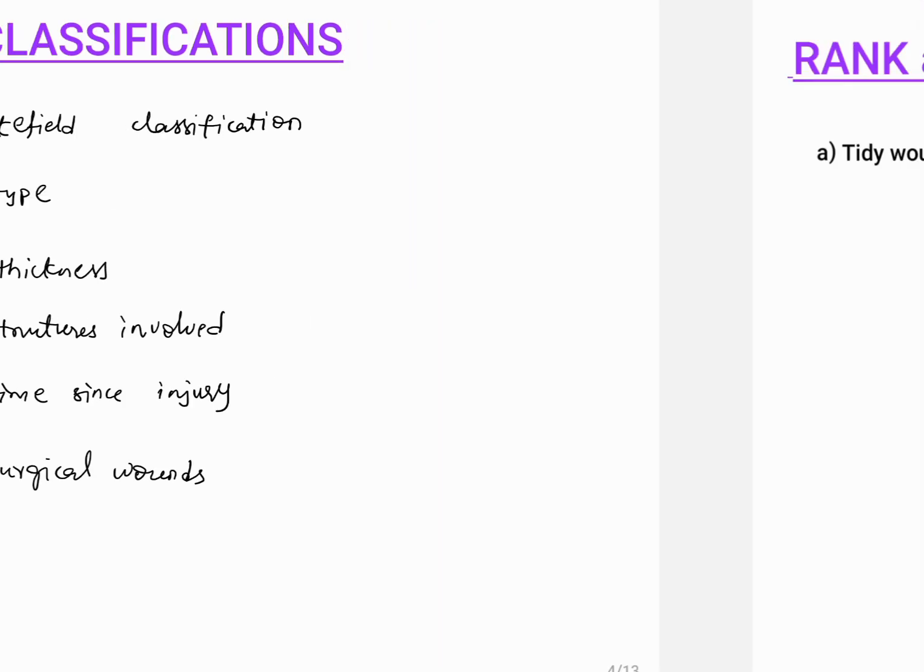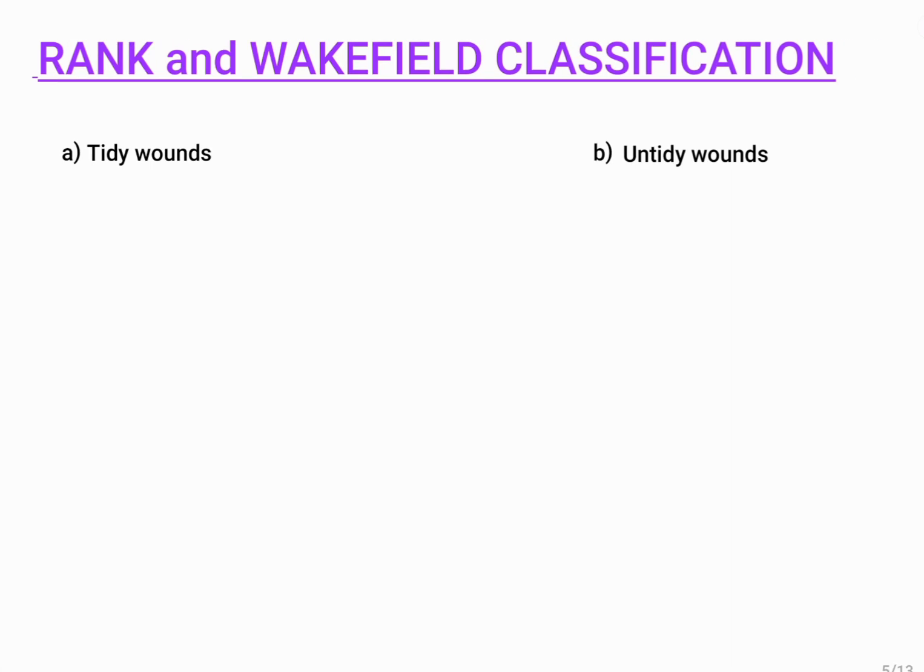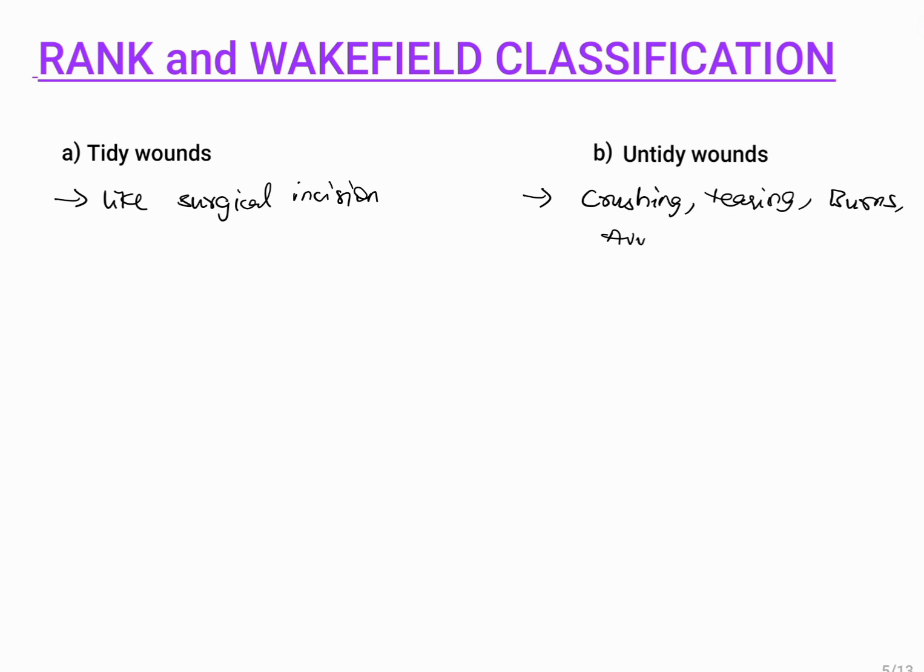Now let us discuss the first major classification, that is Rank and Wakefield classification. Rank and Wakefield classification classifies the wounds into two major groups, that is tidy wounds and untidy wounds. Now let us have a brief discussion about the tidy wounds and untidy wounds. Tidy wounds are the wounds which look like surgical incisions, whereas the untidy wounds are caused due to crushing, tearing, burns, and avulsion fractures.